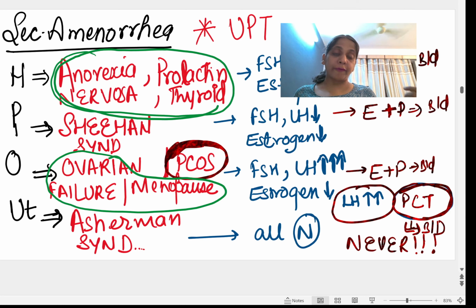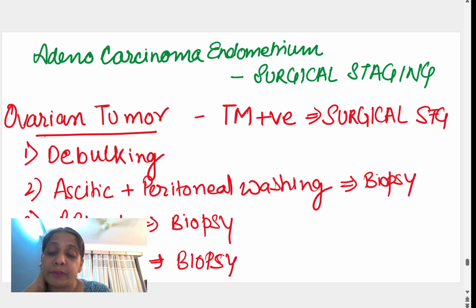Which surgery do we do in the endometrial adenocarcinoma? Hysterectomy with bilateral salpingo-oophorectomy. Okay. Which surgery do we do in the ovarian tumor? Or if the tumor markers come positive, of course we will do debulking. Okay. And if ascites is there, then we will get that ascitic fluid biopsy done. Or if it is not there, then we'll get peritoneal washing biopsy done.